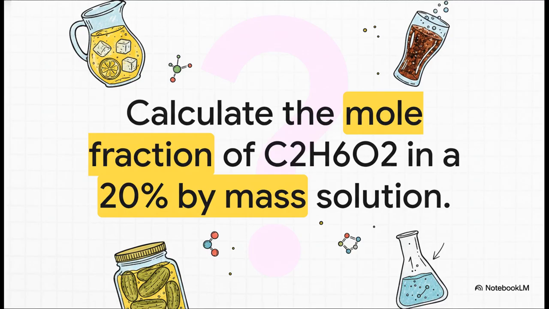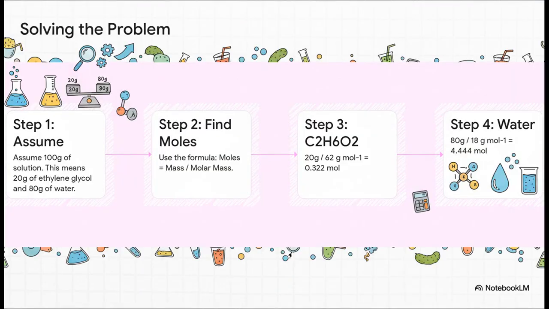Okay, so the question uses two terms, 20% by mass, which we just talked about, and mole fraction. Mole fraction is just another way to measure concentration. It's simply the ratio of moles of one component to the total moles of everything in the solution. Let's see how we can solve this, step by step. Okay, let's break this down.